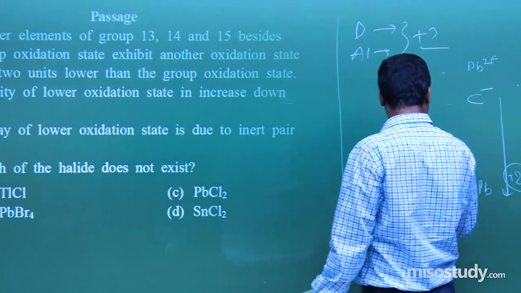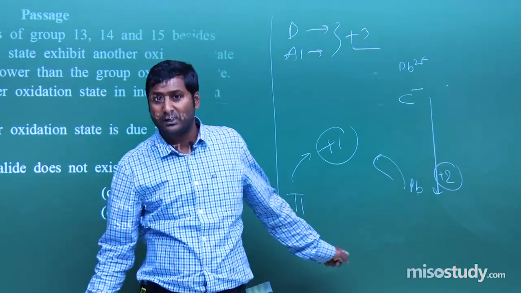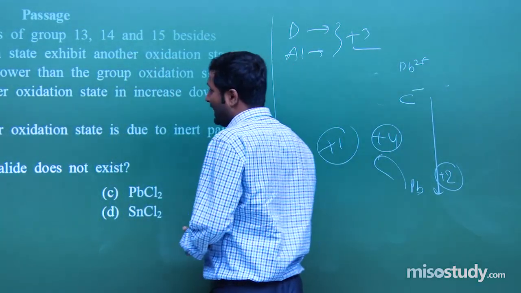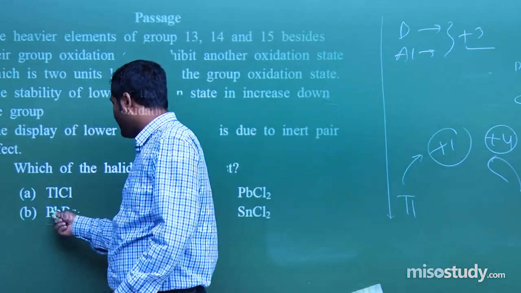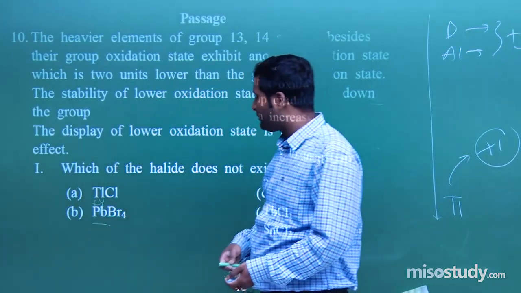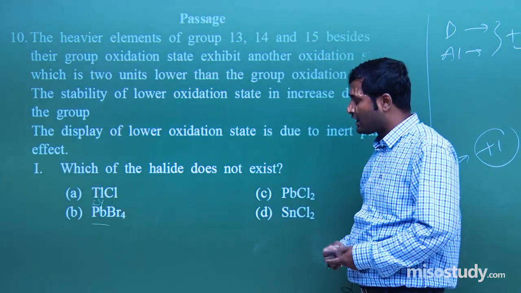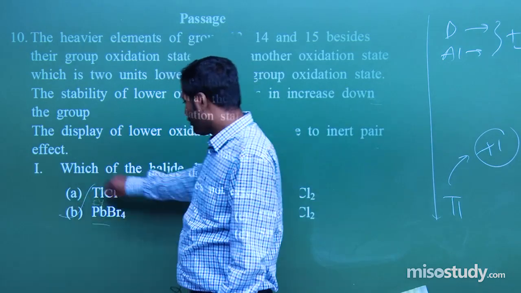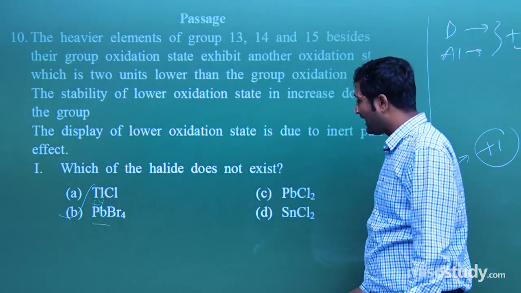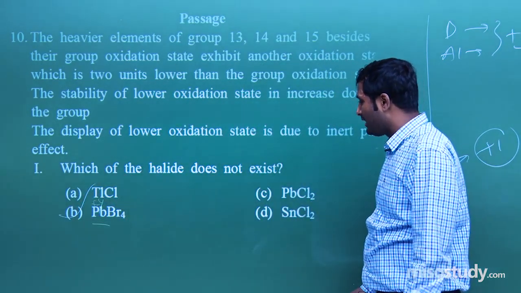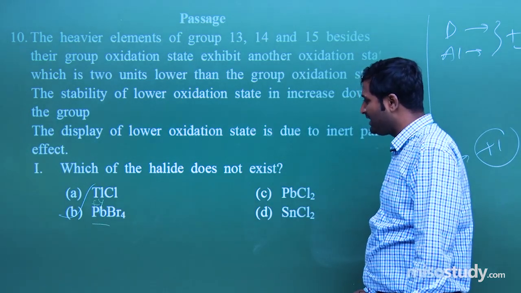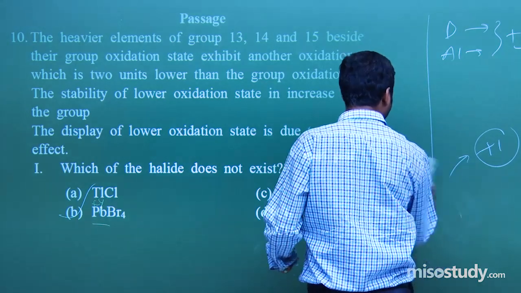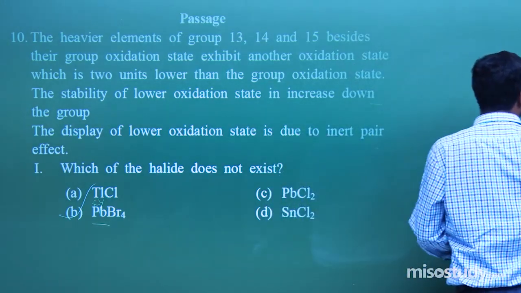PbBr4. As we know, if I talk about Pb, look at it, is it visible to you? If I talk about Pb, +4 oxidation state is not possible. Here, if I check, Pb in PbBr4 is in +4 oxidation state, which is not possible. So option B is the correct match, that is, this type of halide does not exist, so PbBr4 does not exist. Clear to you? Now I am rubbing this part and let's move to the next part of the question.